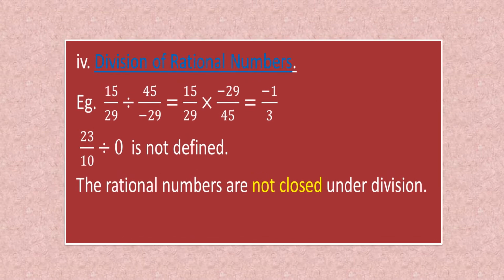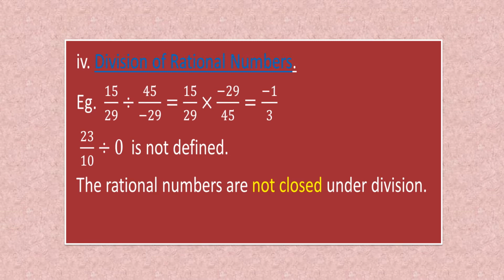Shall we check the case of division of rational numbers? Here we have the example 15 by 29 divided by 45 by minus 29. That's the same as 15 by 29, division is changed to multiplication, and the reciprocal of 45 by minus 29 is minus 29 by 45. Cancelling the common terms, we arrive at the answer that's equal to minus 1 by 3. In this case, it's a rational number.